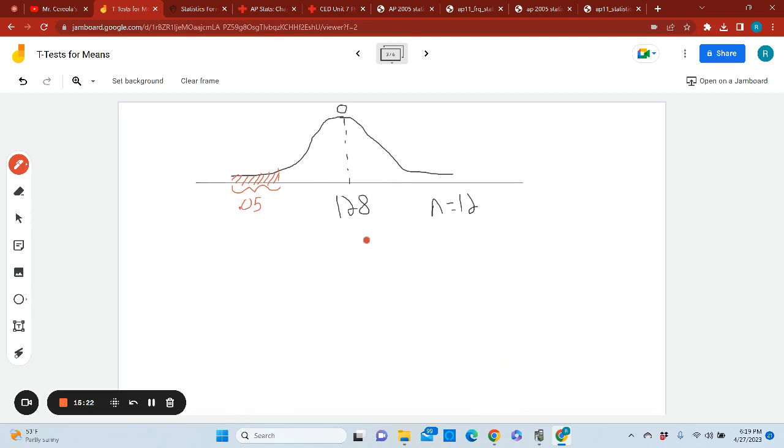Now to do this, I need to know a couple things. I need to know the area to the left of that point, which right now is 5%. And I'm going to need to know the degrees of freedom, which is always equal to n minus 1. In this case, my sample size is 12, minus 1, so my degrees of freedom will equal 11. So if I want to find a critical value, a z-score, or I should say t-score, because we're working with a t-distribution right now. This is for means.